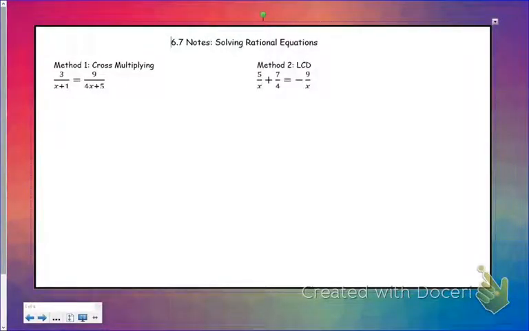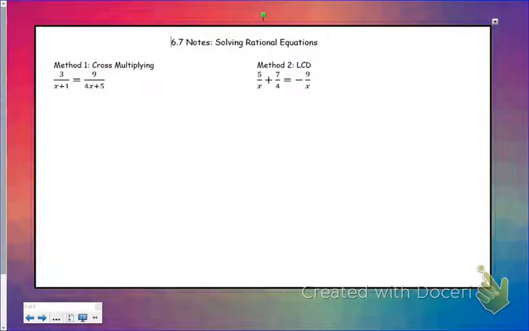Alright, so today we're going to look at how to solve rational equations. This is going to be a very similar process to what we've been doing with operations. The only difference now is that we're actually looking at equations as opposed to just a simple expression that we're trying to simplify. So there's two different methods that you can use to solve a rational equation.